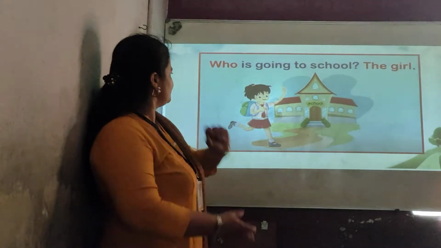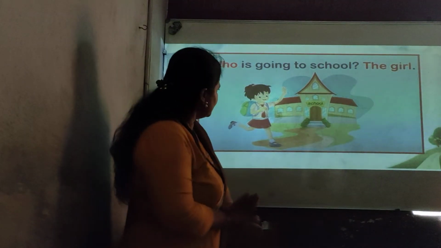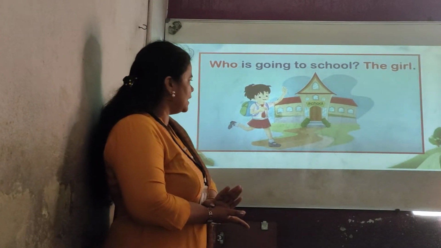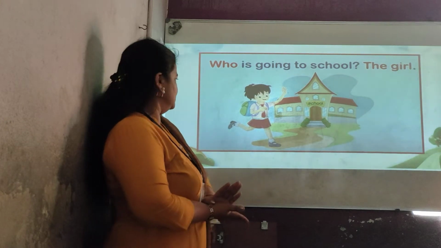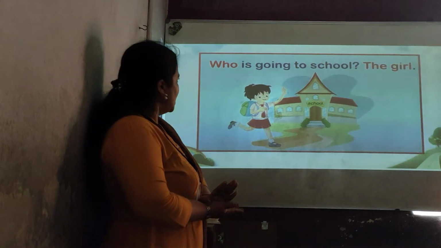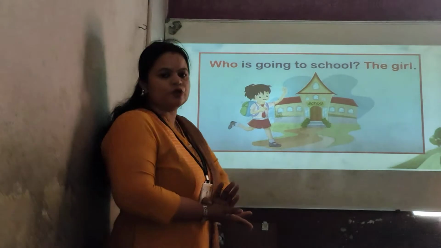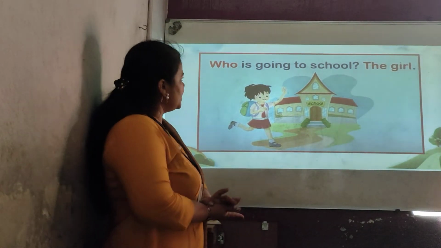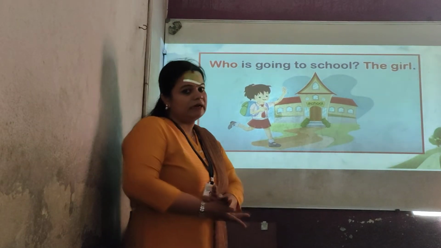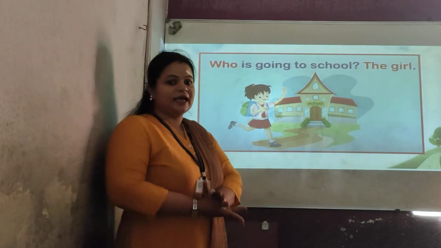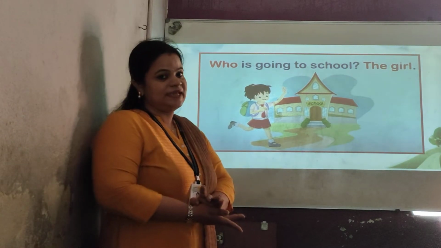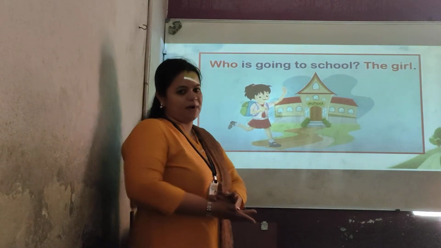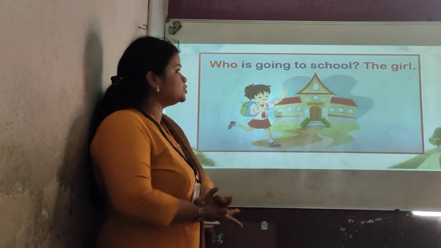Can you see here? What is given here? Here is a school and one girl. A picture of a school and a picture of a girl. Let's see how this question word is used to frame a question sentence. Who is going to school? Again you see here that the question sentence begins with a capital letter and ends with a question mark.